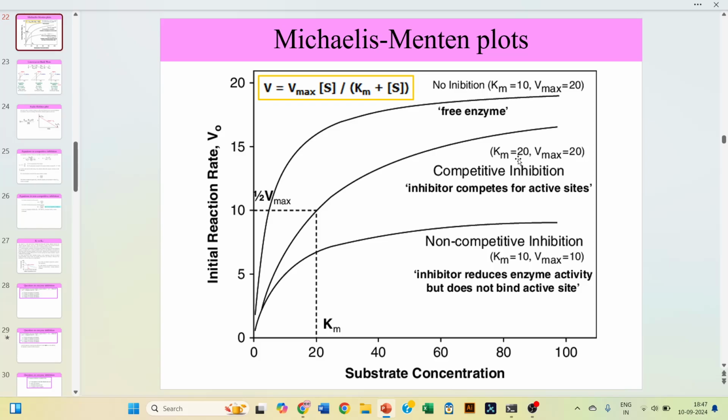But then Km is going to increase. So what happens? The graph shifts towards the right. And so we see that Km is now becoming 20. Initially your Km was 10 and now Km is becoming 20. And your Vmax, of course, is not changing, so it is also 20. So the inhibitor competes for the active sites and prevents the substrate.